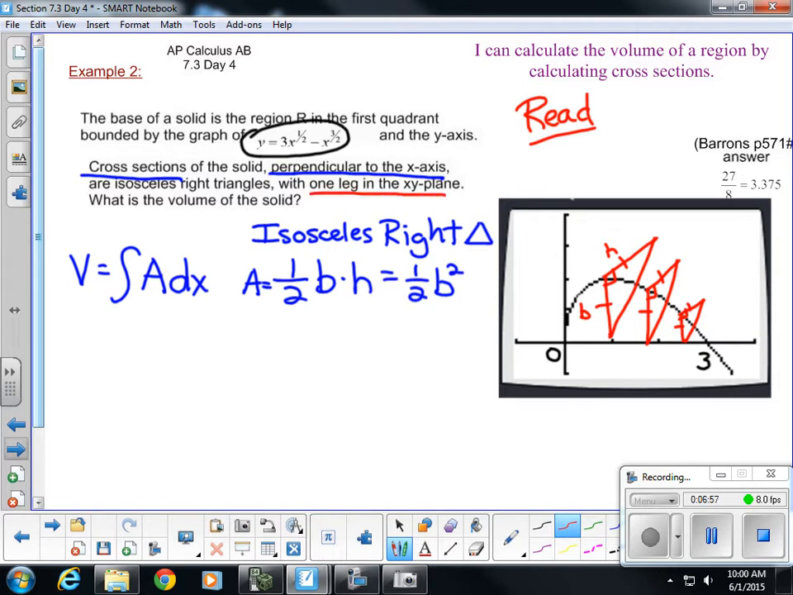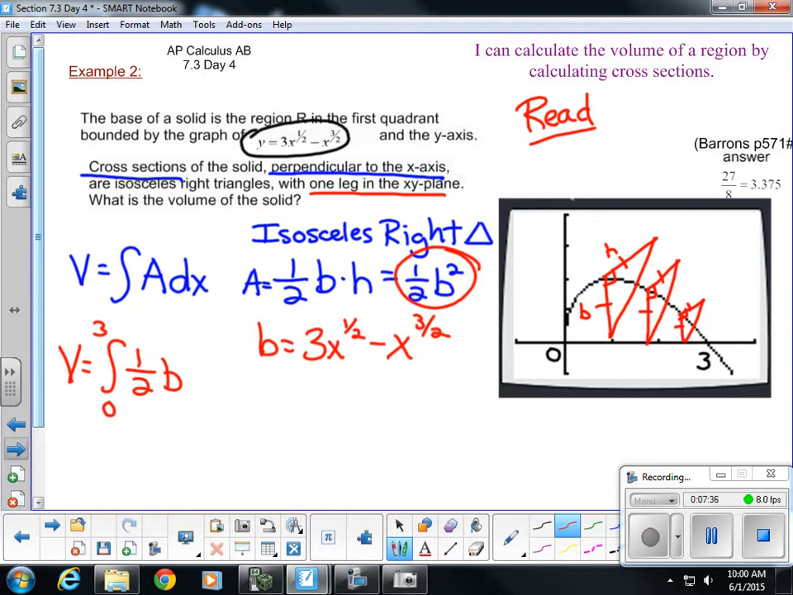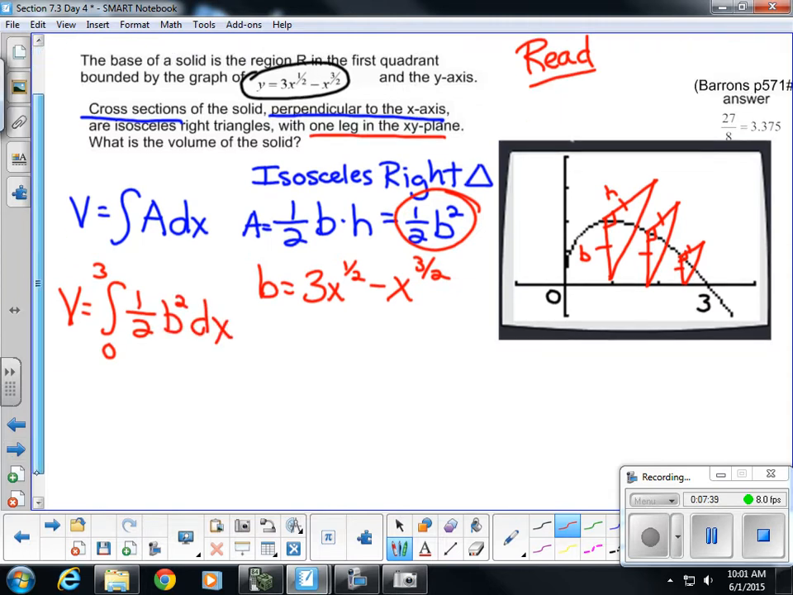It says one leg is in the XY plane. That's how I know that this distance right here is the base. So the base is equal to this little cutesy equation, 3x to the 1/2 minus x to the 3/2. Next, this is our area formula. So volume equals, and remember, we found 0 and 3 by finding the zeros of this equation. 0 to 3, 1/2 base squared dx, because that is your area formula.